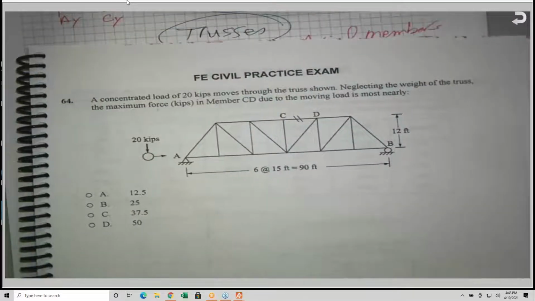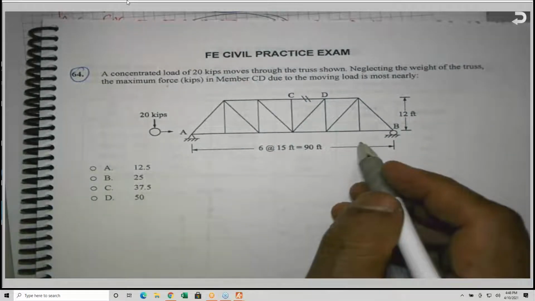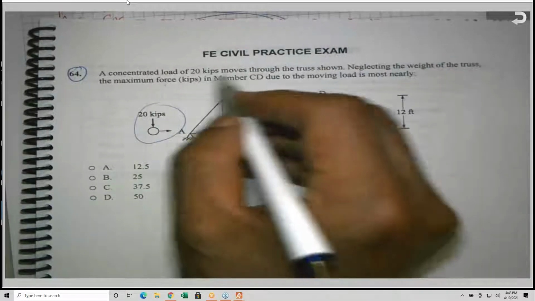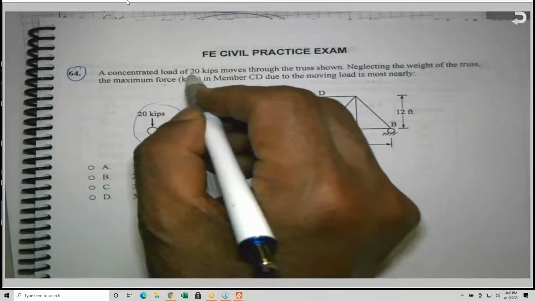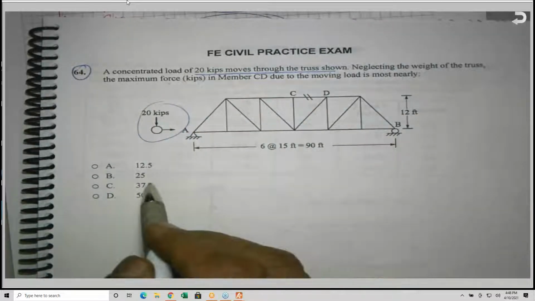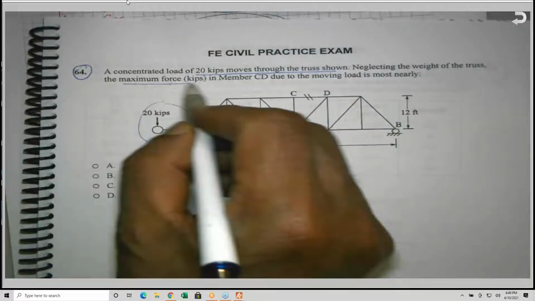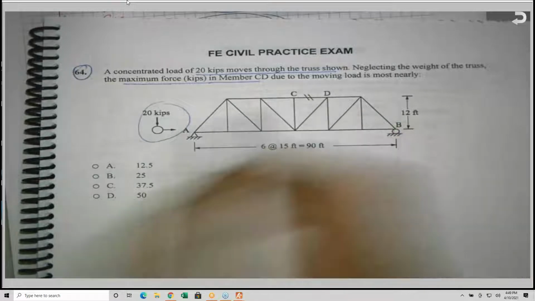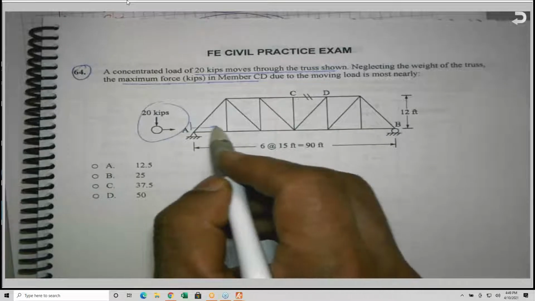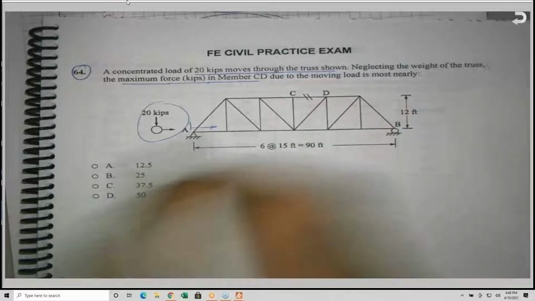Also, a problem 64. He is giving you a truss, and he's giving you a moving load. Okay, so he said that a concentrated load moves across the truss. So the load is moving, and he would like to know what is the maximum force in the member CD. Because as the load moves across this truss, at one location, this force will be maximum.